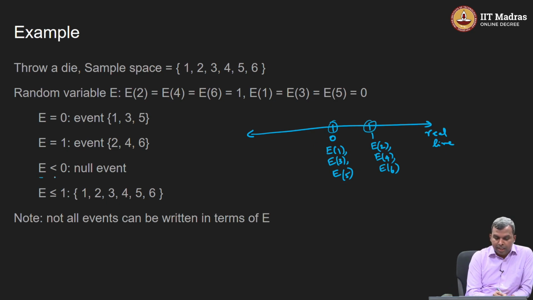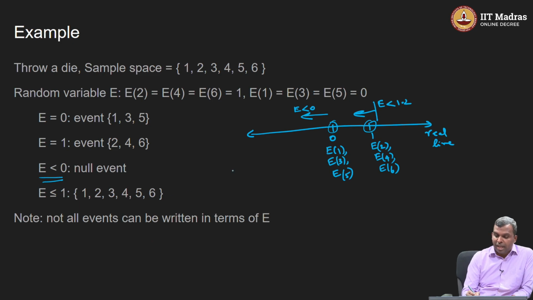Now notice this event e less than 0. If you say e is strictly less than 0, equal to 0 is not there, less than 0. So that's the null event. Nothing is there. On the other hand, if you look at, say, e less than, I don't know, 1.2, if I say e is less than 1.2, I have everything captured, right? So everything is possible. Whatever happens, e would be less than 1.2.